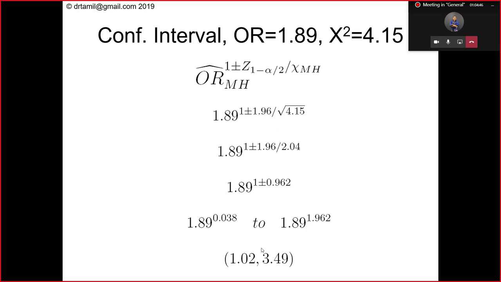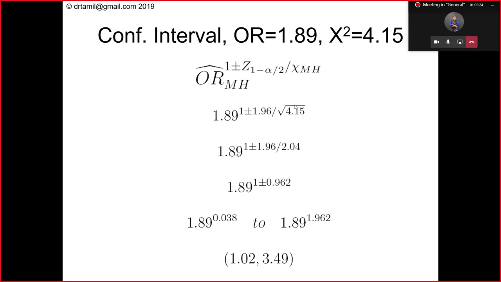And the confidence interval, I already showed you the formula for the confidence interval for one table. But the problem now is that this one is an adjusted one, so you cannot use that value. Instead, you have to use the Mantel-Haenszel value. So what is the value? It is 1 plus minus 1.96 divided by the square root of the Mantel-Haenszel chi-square.